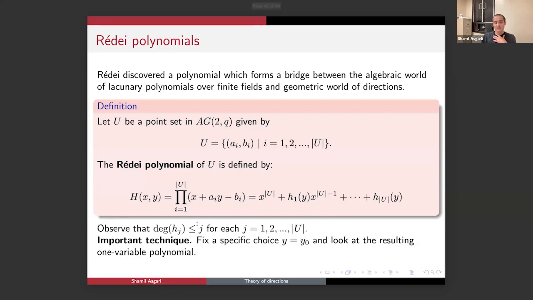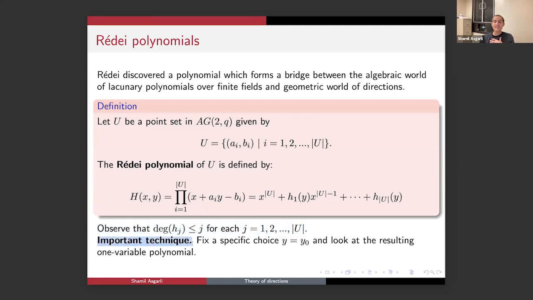Well, the advantage is that, first of all, we have some control over the degree. Notice that the total degree of the polynomial h of x is just the size of u, because there's only cardinality of u many linear terms. So the maximum degree is the cardinality of u. And the way I've indexed these coefficients forces the degree of h_j to be at most j. For example, the degree of h_1 is at most 1, so that the total degree is the cardinality of u. And this will actually end up being quite useful for us later.